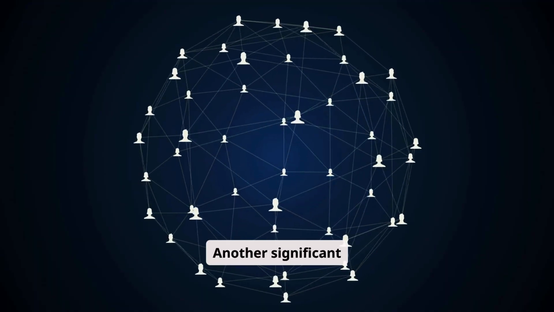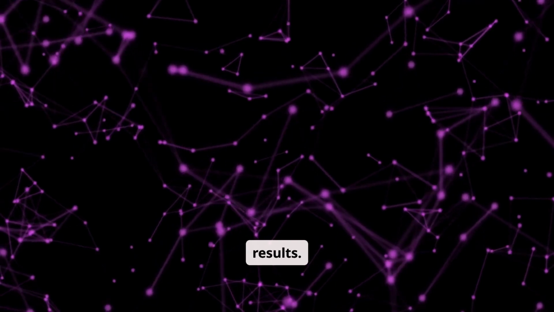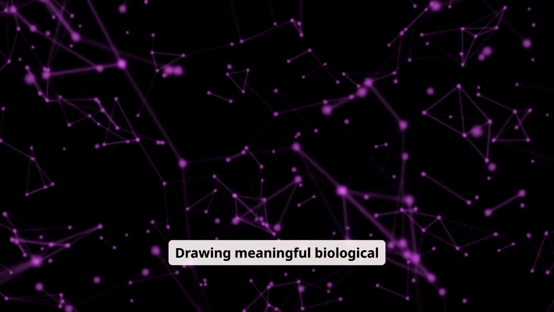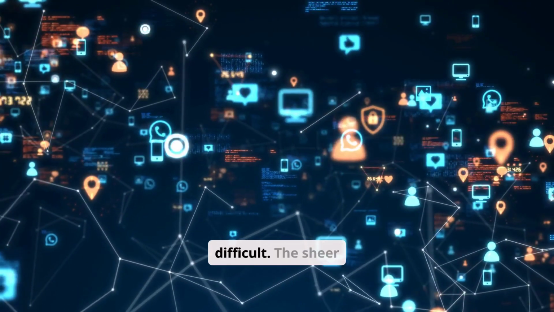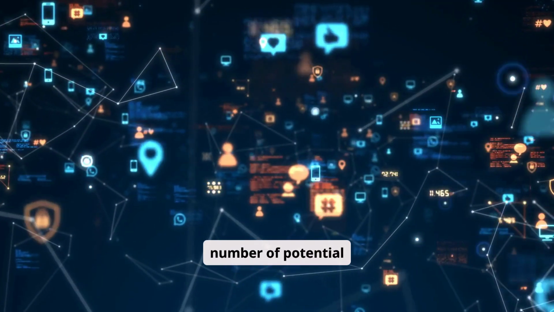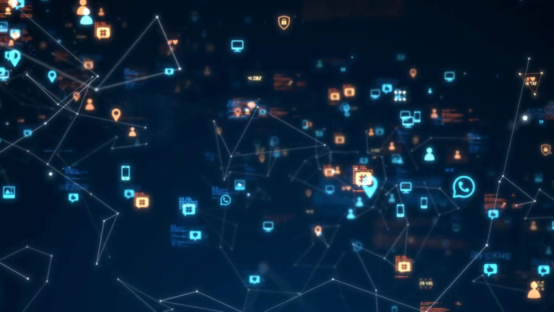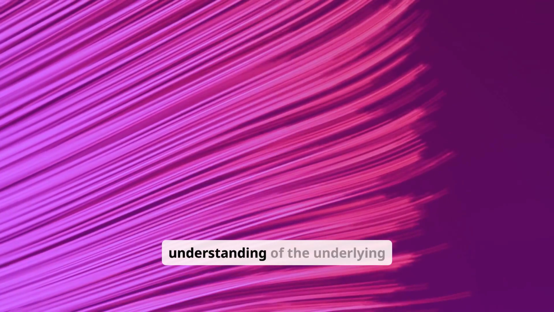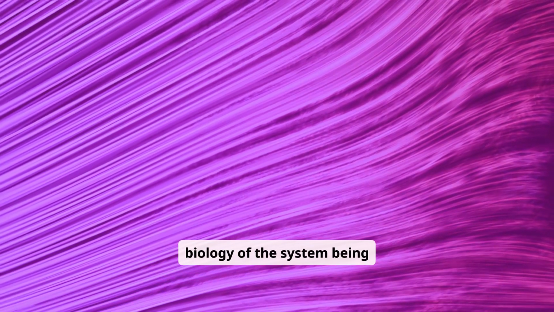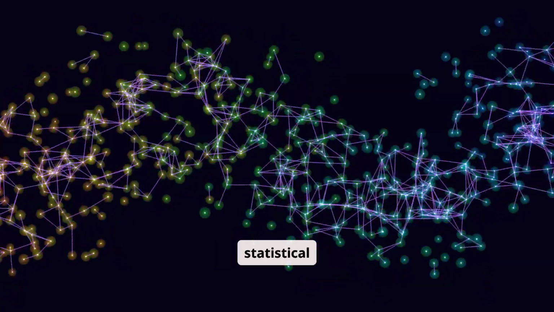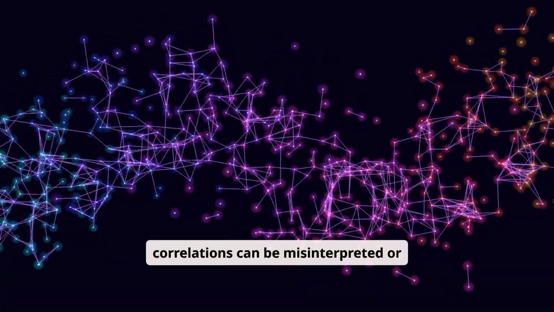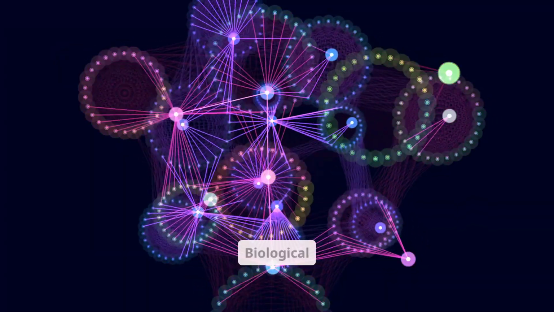Another significant challenge lies in interpreting the results. Drawing meaningful biological conclusions from integrated omics data is often difficult. The sheer number of potential interactions can be overwhelming. This requires a deep understanding of the underlying biology of the system being studied. Without biological context, statistical correlations can be misinterpreted or lead to spurious findings.